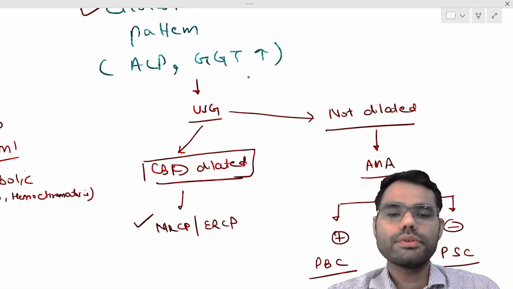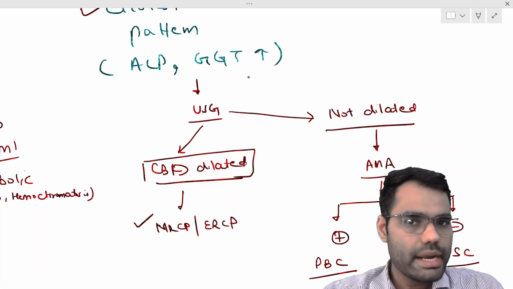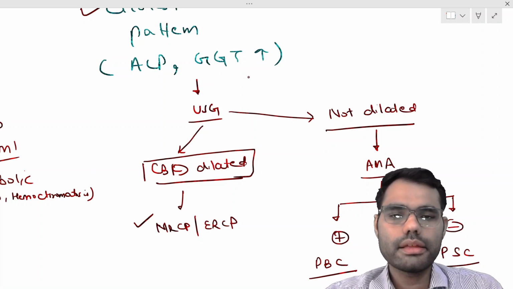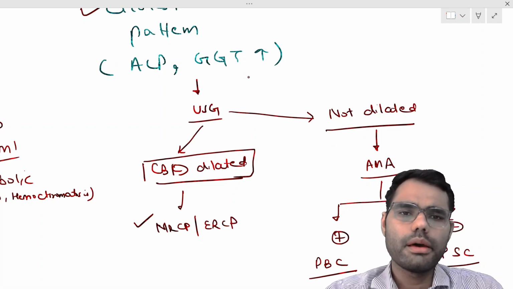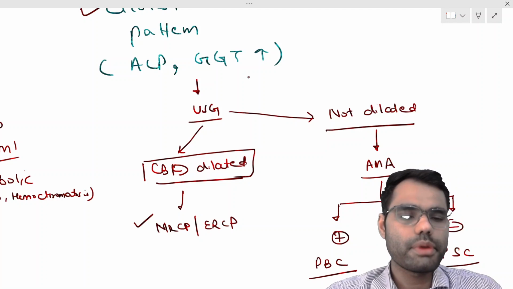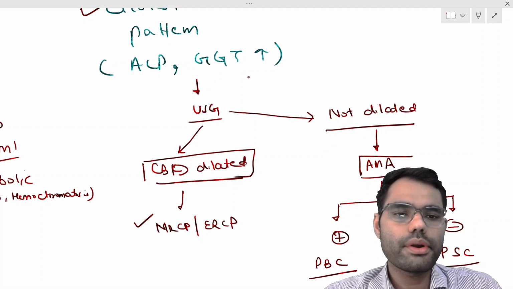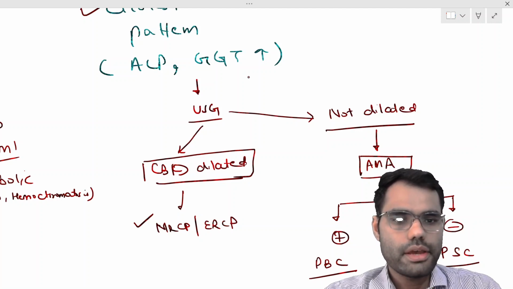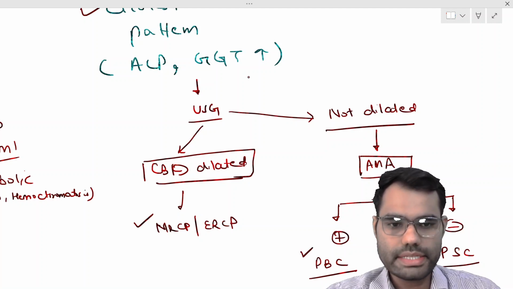If the ultrasound shows the CBD is not dilated, that means either there is an obstruction in the intrahepatic bile duct or there is a sclerosis of the entire common bile duct. So in that case, we'll get an anti-mitochondrial antibody test done. If the anti-mitochondrial antibody test is positive, it goes in favor of primary biliary cholangitis.